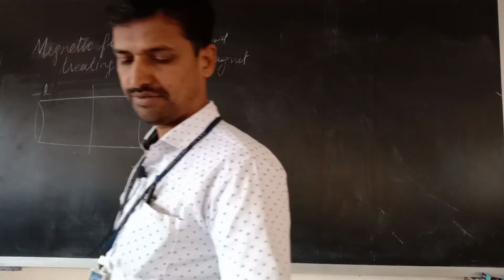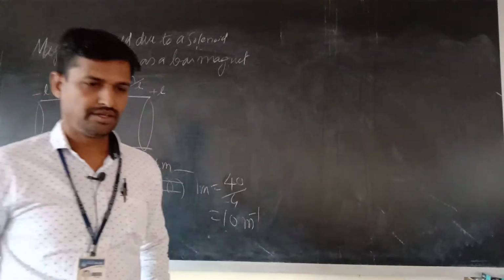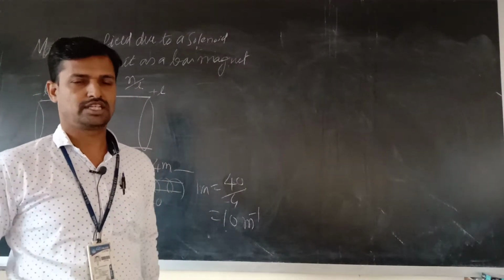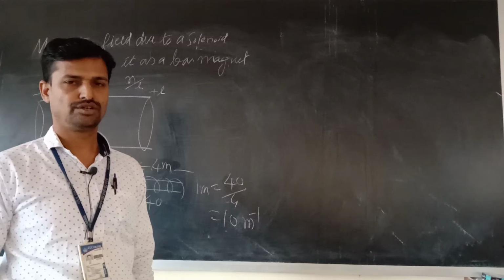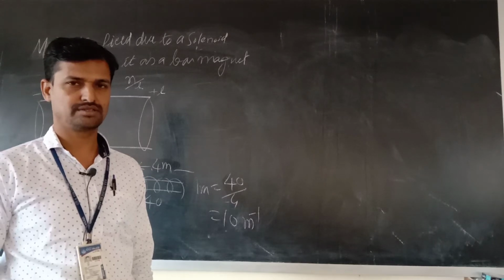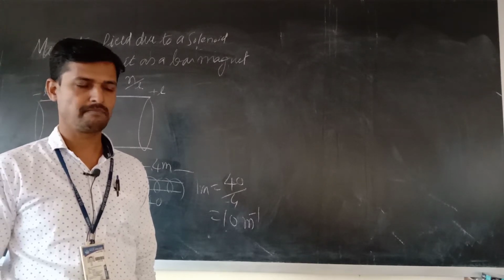Children, this is the second part of magnetism and matter. Here we'll be deriving the expression for the magnetic field due to a solenoid along its axis at a very large distance.